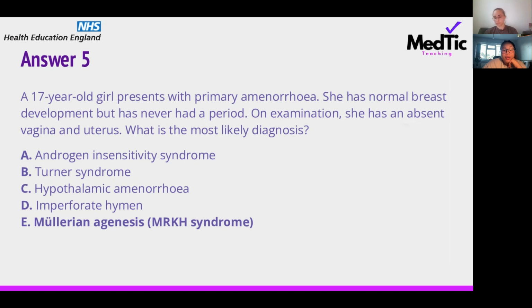D, imperforate hymen. There is a uterus, and the symptoms are cyclical, and you might often see a bulging hymen as well. The vagina is present, but it is obstructed. That might also be accompanied by pain around the time of the month.